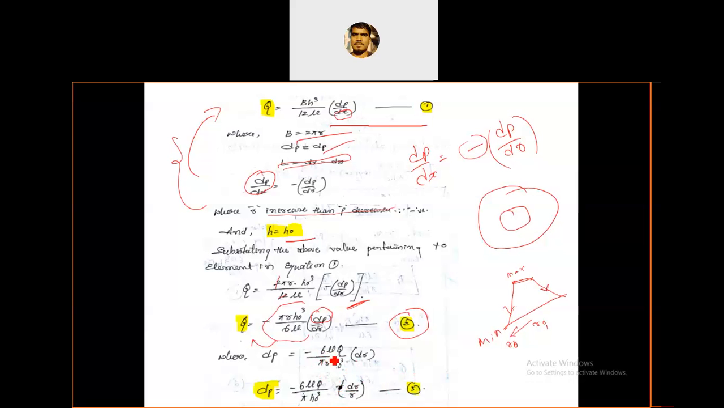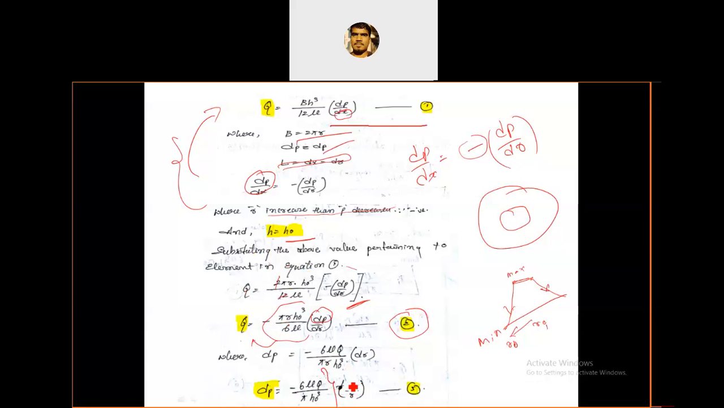So 6 is a constant value. Viscosity is a constant. Correct. Viscosity is a constant, 6 is a constant. Q, the flow rate, is also constant. Here we consider the flow rate constant, and pi is also a constant value, and film thickness is also constant. It won't change. So these are the constant terms. So make it separate.